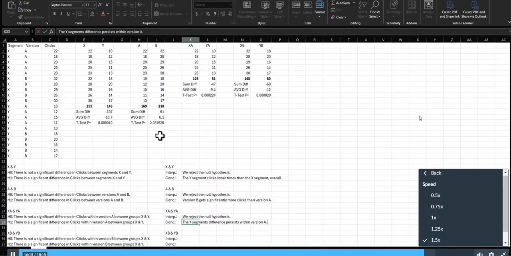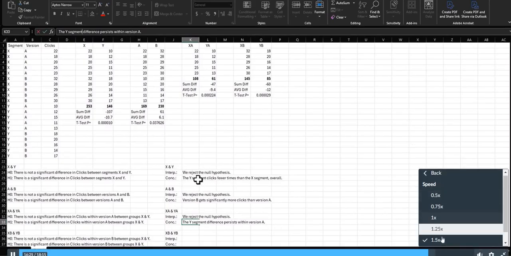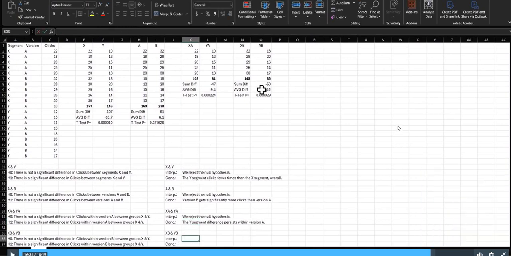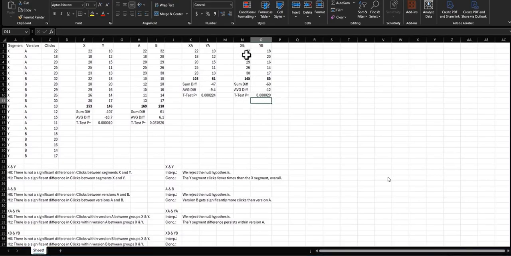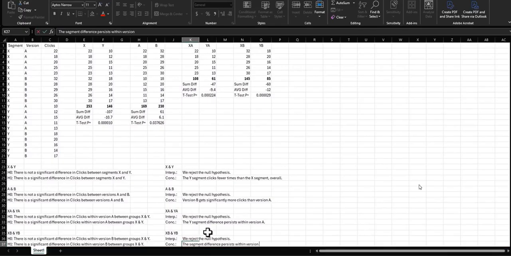The difference that we saw up here in the x and y interpretation and conclusion, we're also continuing to see just within version A. And we look at this one, it's kind of the same. This is actually even more different for B, because we see a lower number here. There is significance here, so again we reject the null hypothesis, and our conclusion is the y segment difference persists within version B.